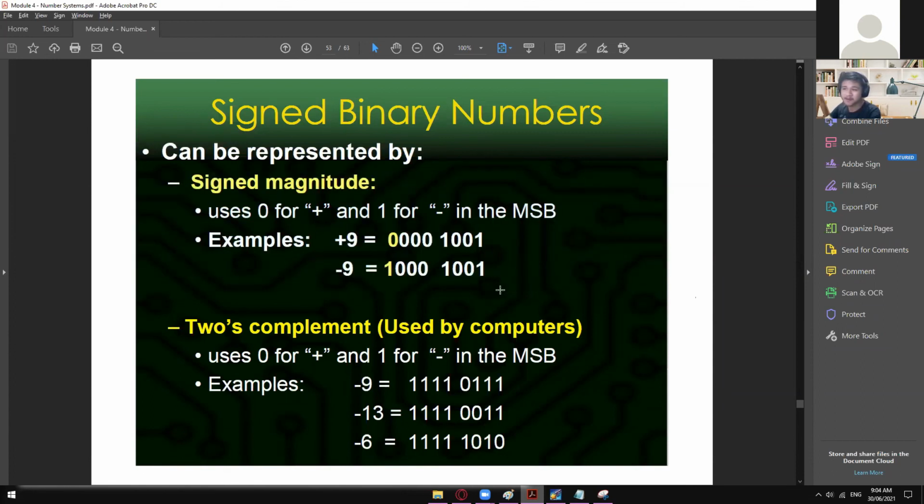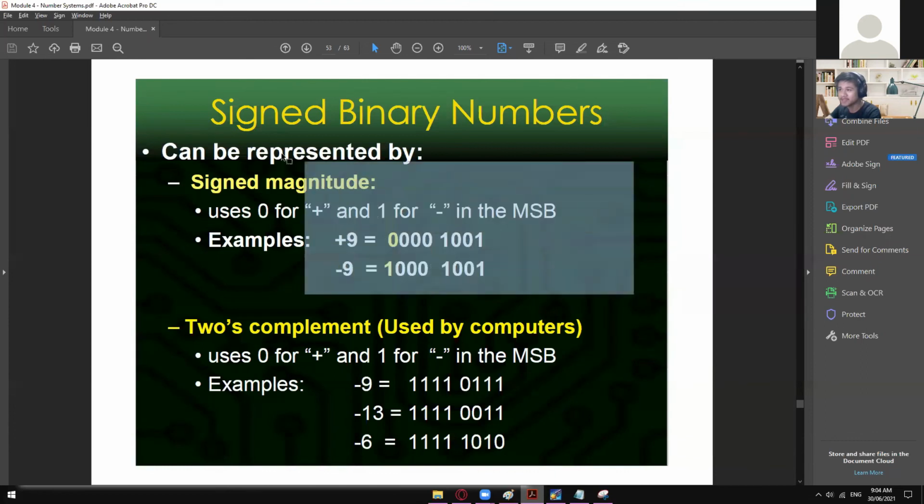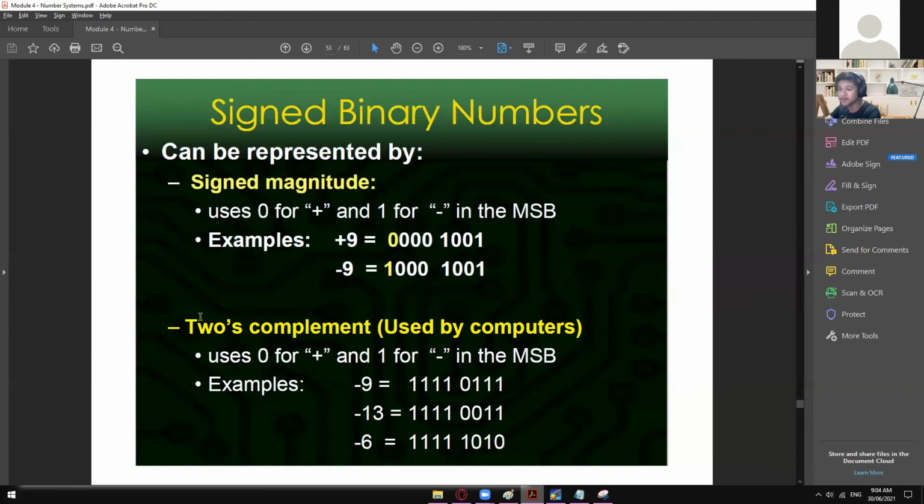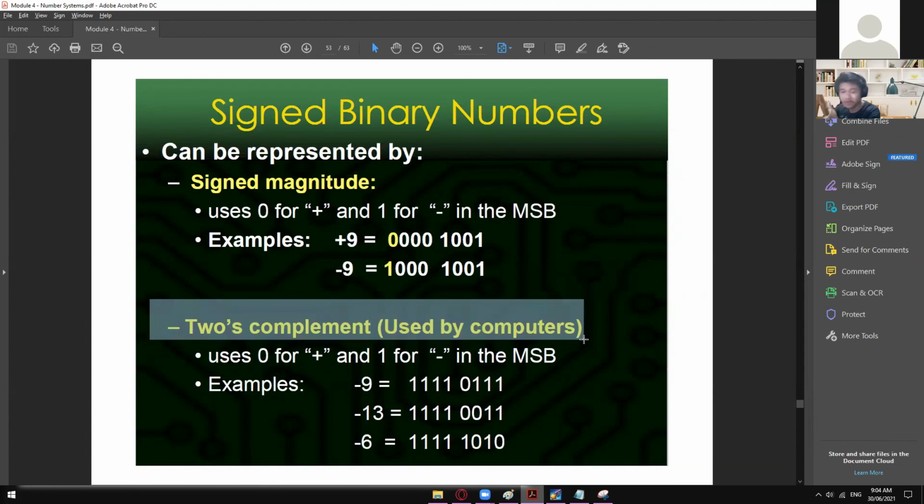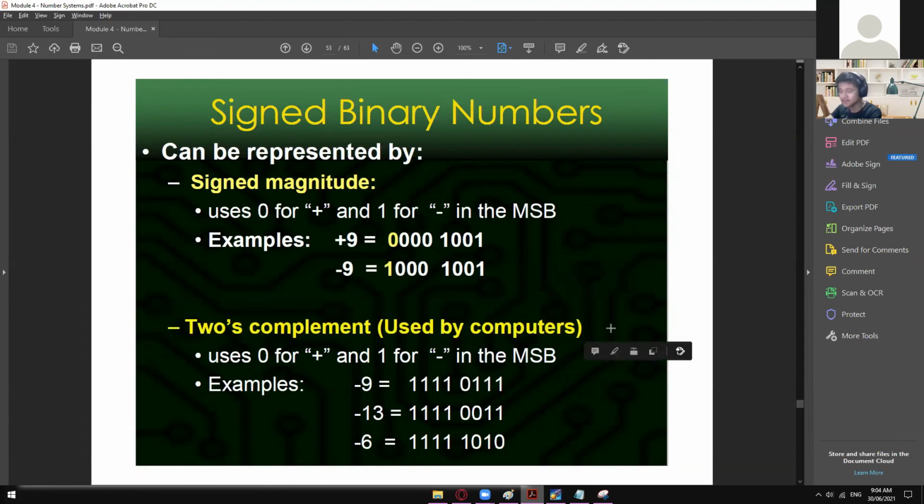In a computer, it's actually using the logic of 2's complement. So in human terms, this is what we're going to use, but in computer we have to use this one because this is what our computer is doing. If you are going to compare this one, this negative 9 is not the same with this negative 9 anymore. It is actually quite far already. So in here it's 1000, but in here it's 1111. In here it's 1001, but in here it's 0111.